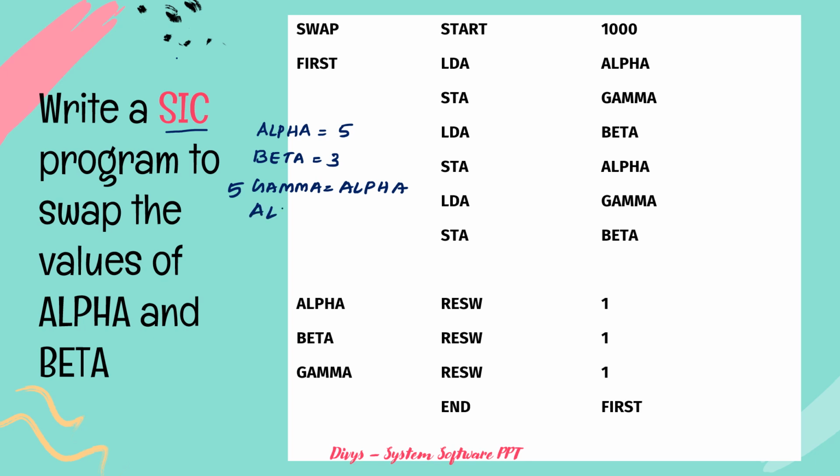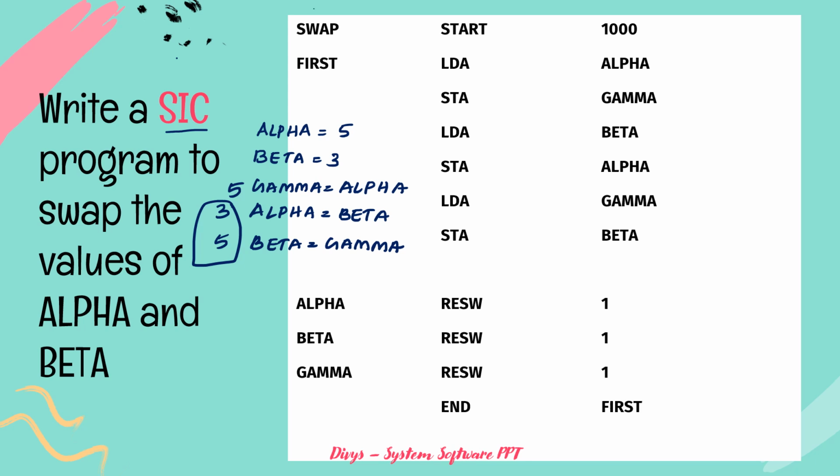Then we'll override the value of alpha with that of beta. So now alpha has become 3 and we can just copy the value inside gamma to beta. So now beta has become 5. So we have swapped these numbers. The same logic is applied to SIC programming.